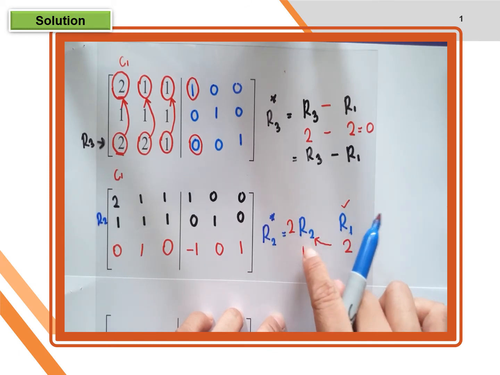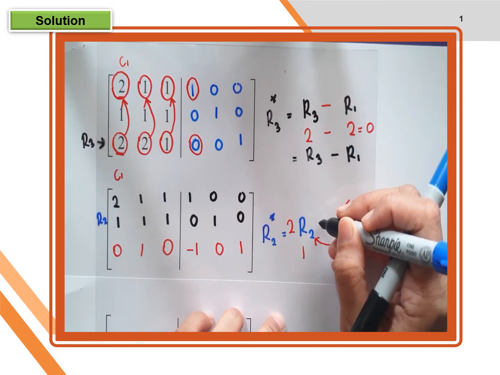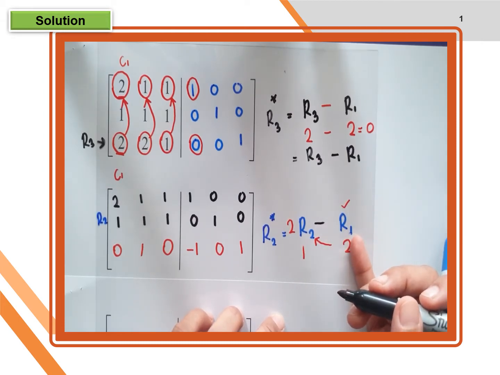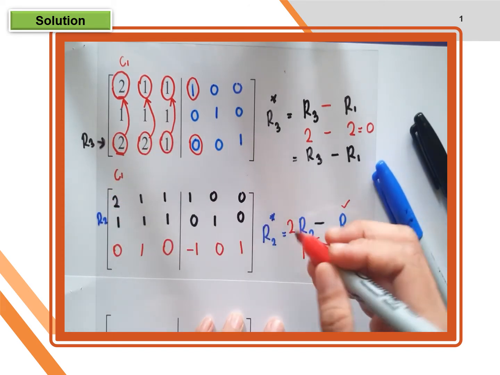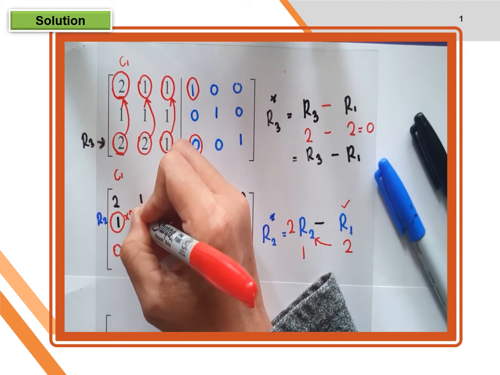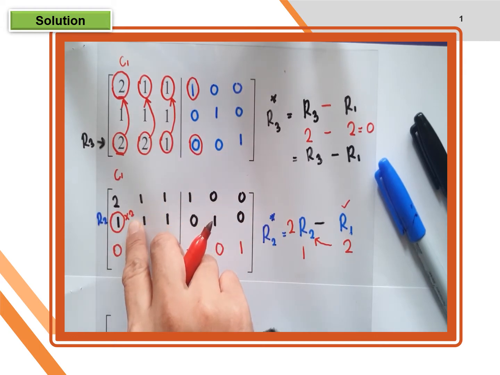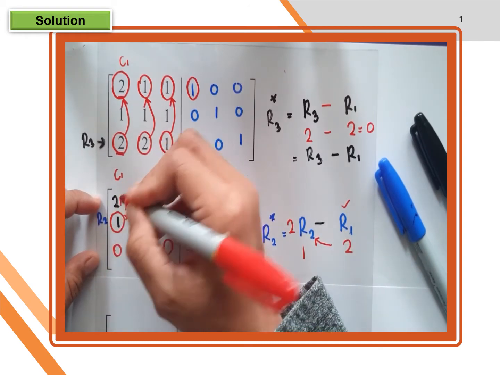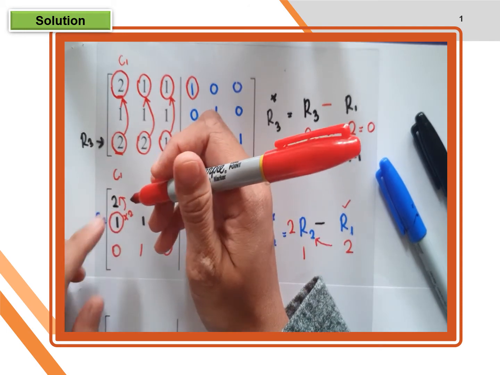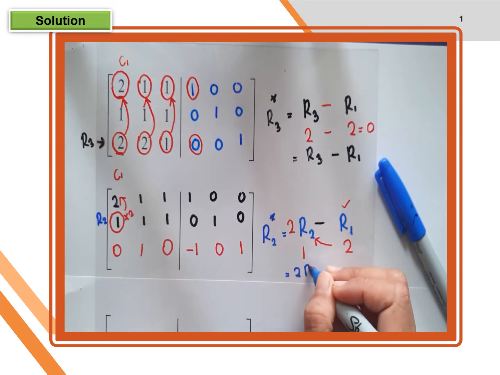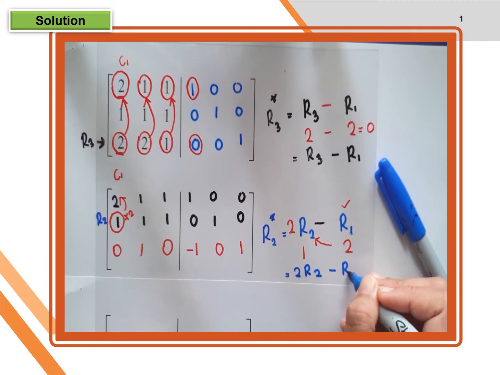The operation between 2R2 and R1 is just what? Minus: 2R2 minus R1. Let me check together. 2R2: R2 is equal to 1, times 2 is equal to 2, and then minus row number 1. 2 minus 2 becomes 0. So this is a suitable formula that we can use to replace the 1 to become 0: 2 times row number 2 minus row number 1.